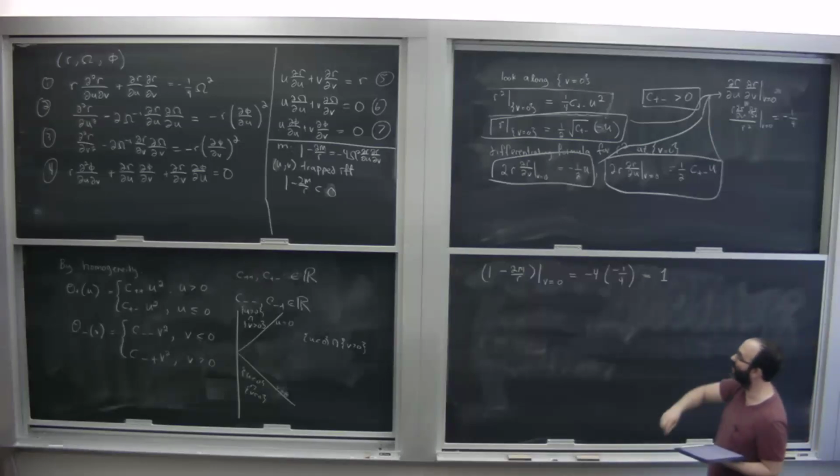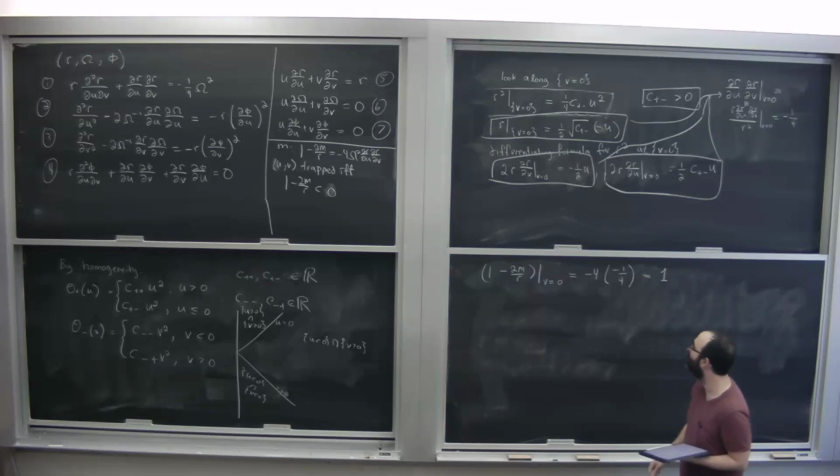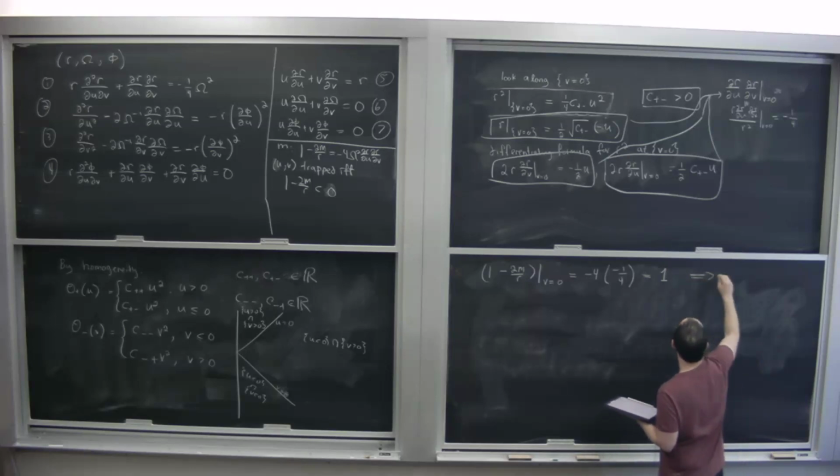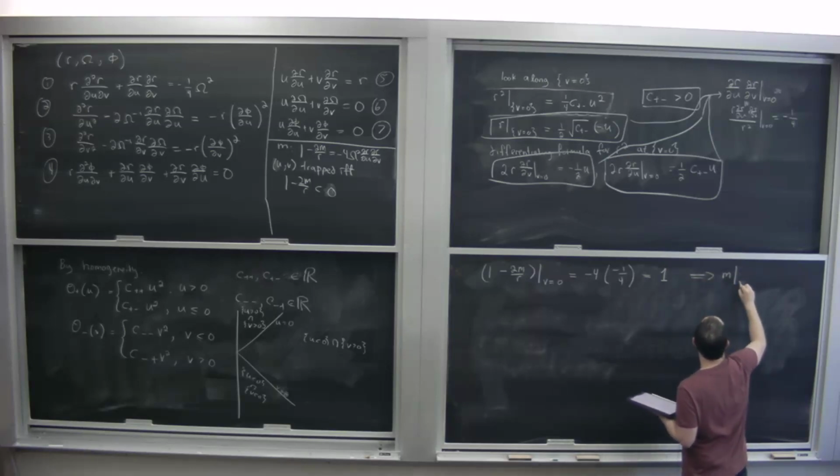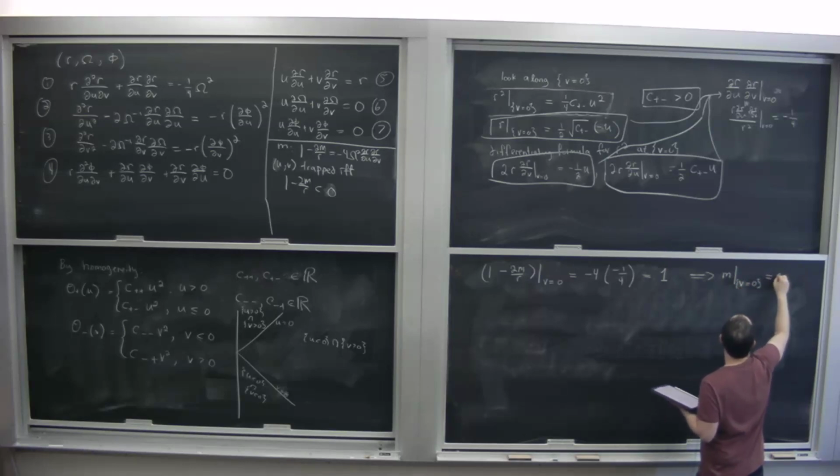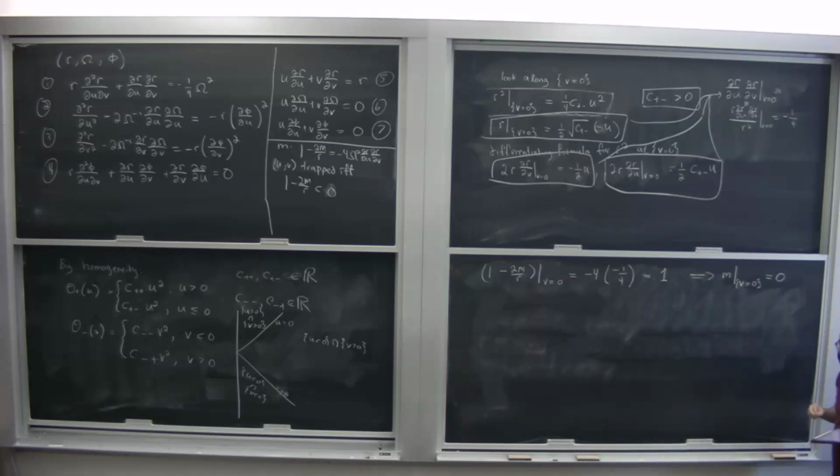So here I use that formula for the Hawking mass. And so this implies that the Hawking mass along v equals 0 vanishes. Okay, and that's a very useful fact. Does everything make sense? Yeah.